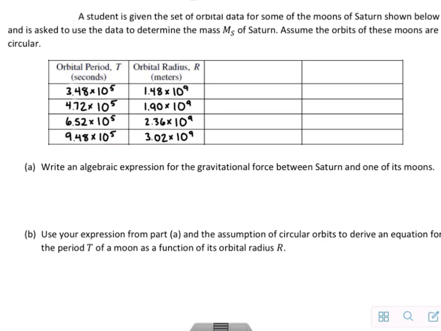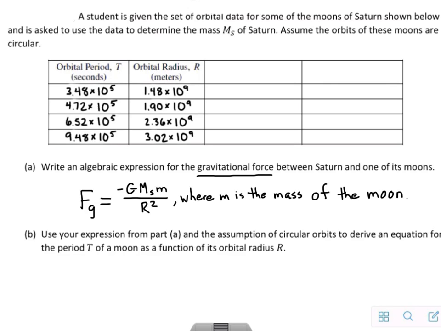It says, write an algebraic expression for the gravitational force between Saturn and one of its moons. Okay, so we have two celestial bodies. The gravitational force between those is given by Newton's law of universal gravitation. And that law states that the gravitational force is equal to negative G times M, the mass of Saturn, times little m, that's the mass of the moon, over r squared, where r is the distance between them, which would be the orbital radius of the moon. Okay, so that is what we needed to write for part A.